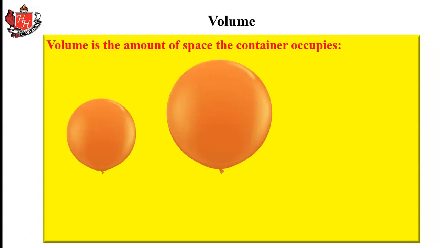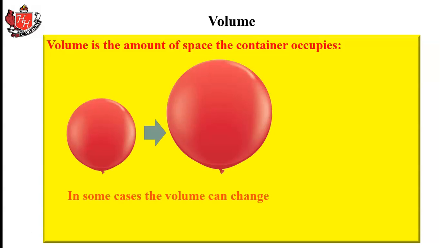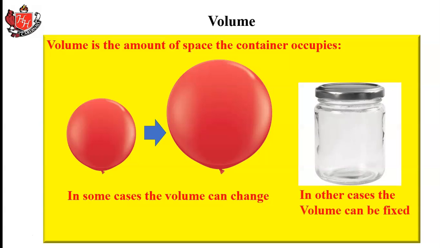Volume is the amount of space that the container occupies. So in some cases the volume could change, such as in the case of a balloon where it can inflate or deflate, get bigger or smaller. Or in other cases the volume can be fixed, such as a glass jar where the volume can't get bigger or smaller.